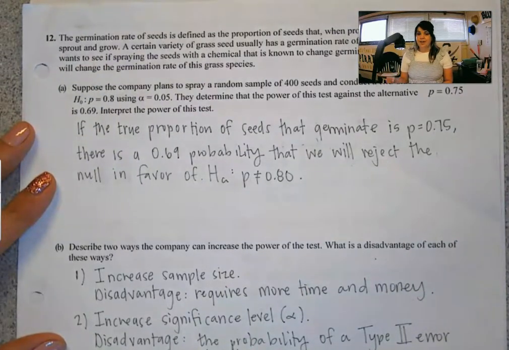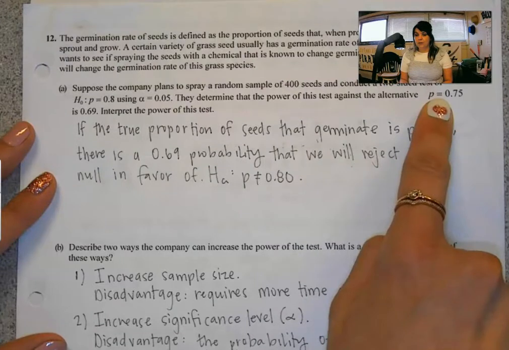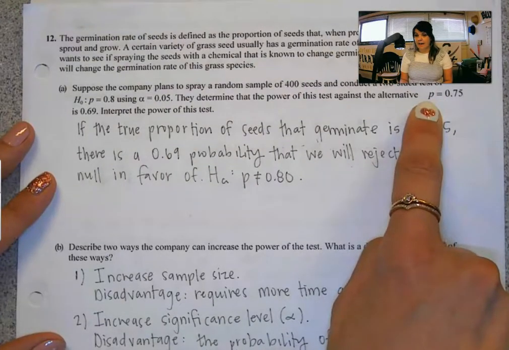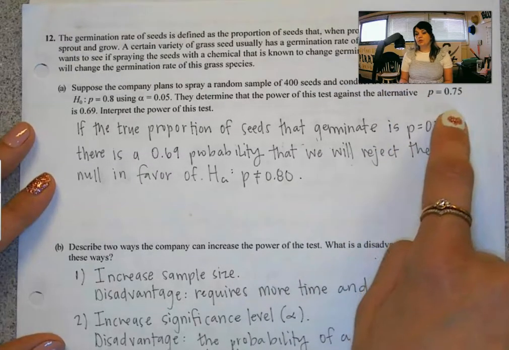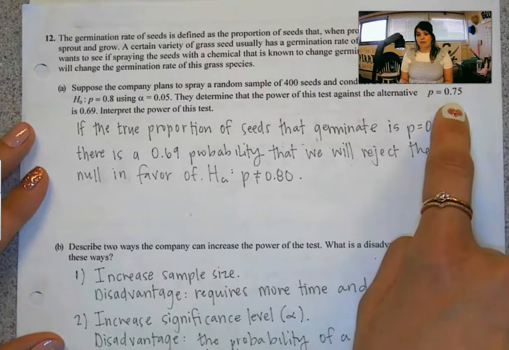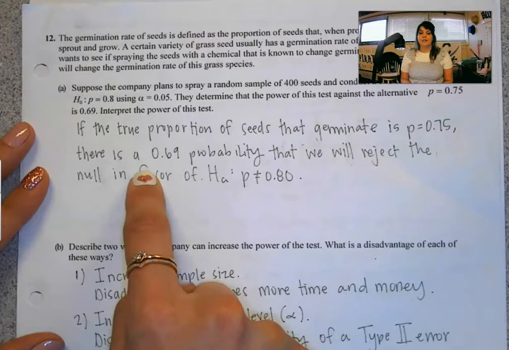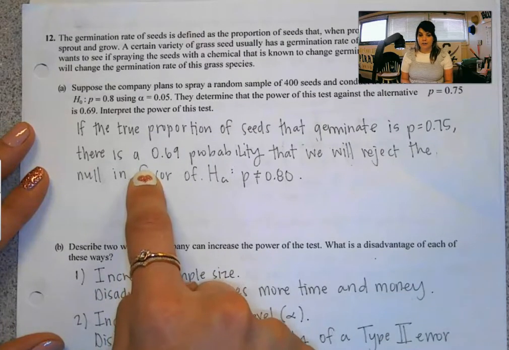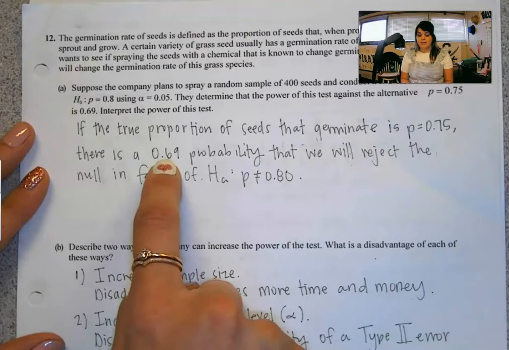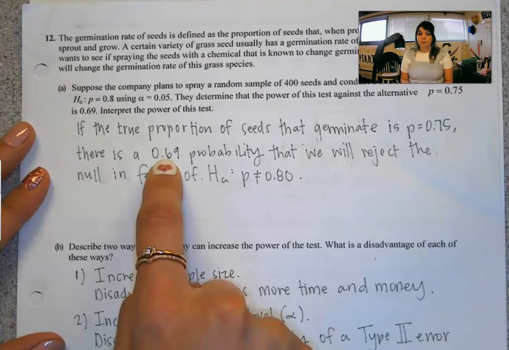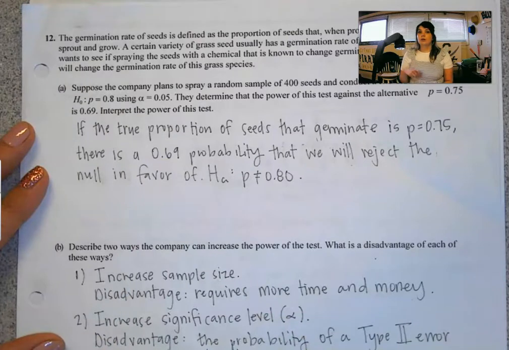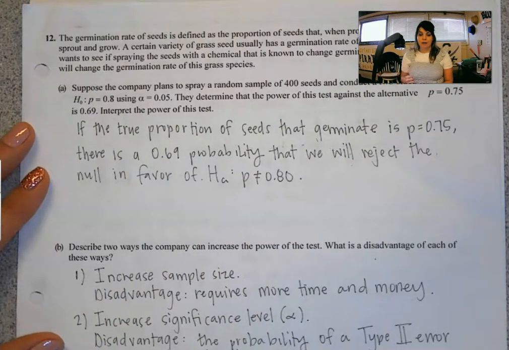So they're saying if this other value is true, notice that it's not a p-hat and it's not the null value. They're saying if the true proportion is 75%, if the true proportion is 0.75, there's a 69% chance that we will correctly reject. What is 0.69? It's the power. The power is your ability to recognize there is a difference and correctly reject.